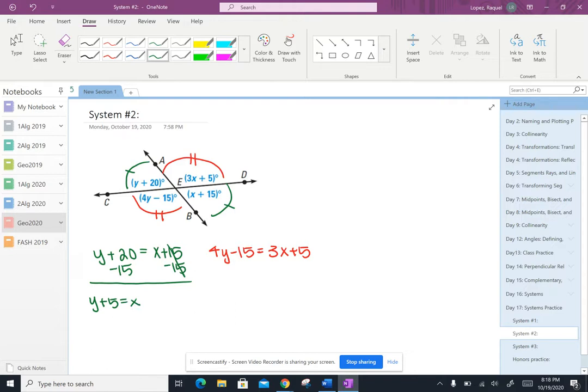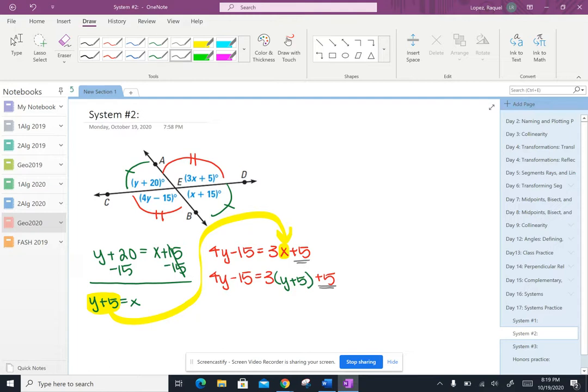Okay, so now that I've solved for x, I can substitute this y plus 5 in for x into my red equation over here, because y plus 5 is equivalent to x. They have the same value, so I can just replace it. What that looks like when I copy that in there is 4y minus 15 equals 3, but instead of writing x, I'm going to write y plus 5. And then don't forget to bring down that plus 5 at the end. I feel like a lot of people always forget to bring down the end of that equation.